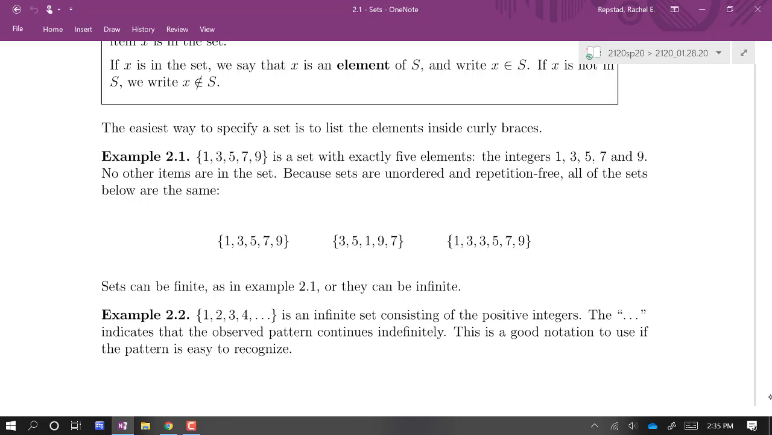So we use curly braces to denote elements of a set. All of these are the same set. If I take the elements 1, 3, 5, 7, 9 and I jumble them up in a different order, it's still the same set. If I decide to list 3 twice, it's still the same set.